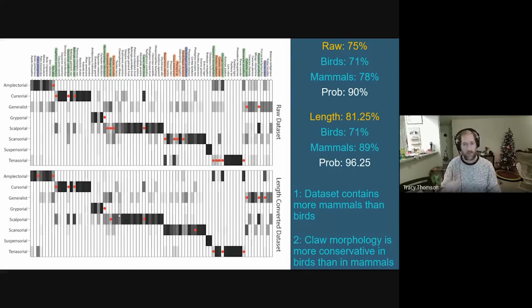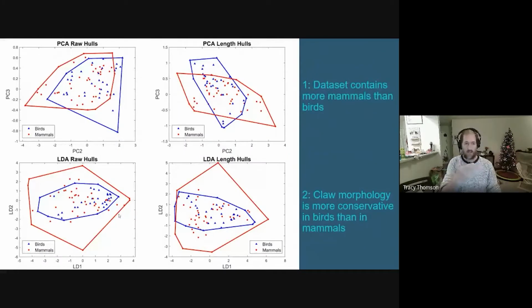I tested both of those hypotheses using the PCA and LDA holes. I'm not going to go into how all that worked, but what it turned out to be is that the data set contains more mammals than birds, and that's what was causing the mammals to be classified correctly more often than the birds. This is a double-edged sword, good news and bad news. What it means is we need more specimens, but what it also means is by adding more specimens, the prediction will get better. So future research, adding more specimens, more species, and more functions in there is only going to make this process better.